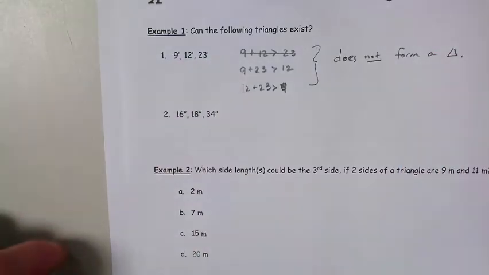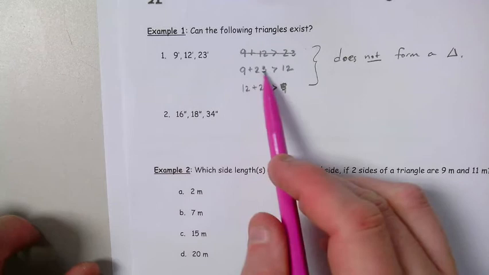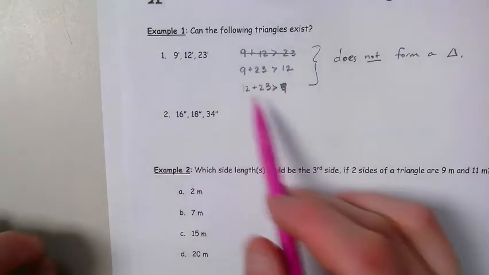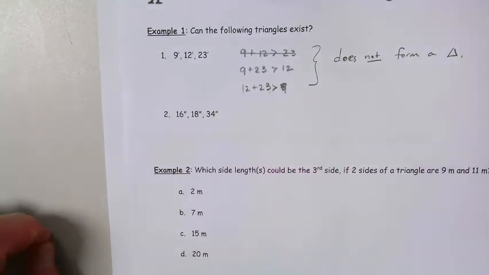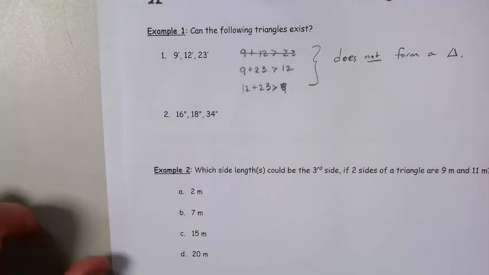But I could go through the next one. We have 32, which is bigger than 12, and 35, which is bigger than 9. So in the last two cases it worked, but in the first one it did not. So it does not form a triangle. It has to be true in all possibilities.